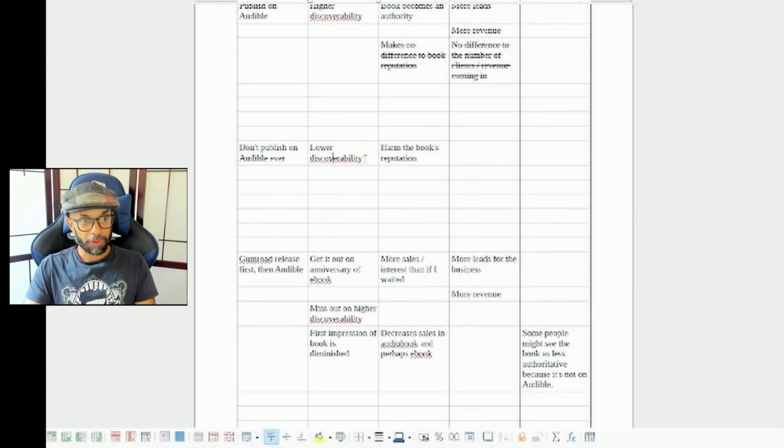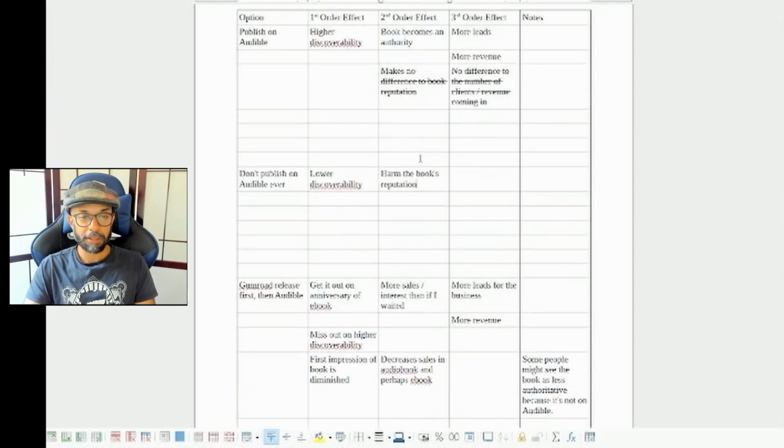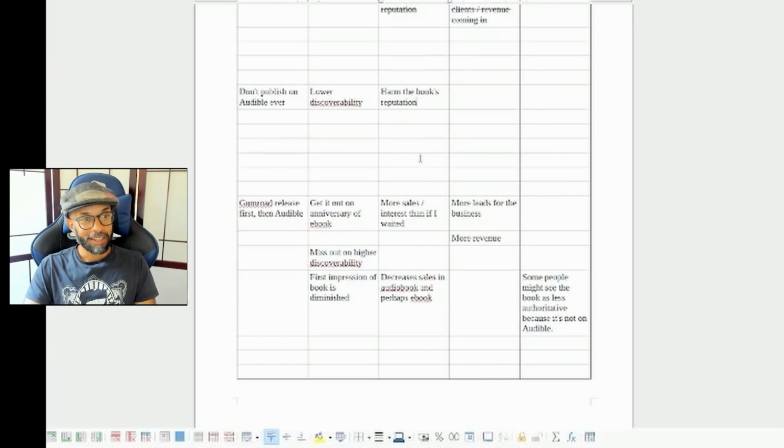So that will result in a lower discoverability and harm the book's reputation. So I think there's a possibility of that, and I wouldn't bet against it because Amazon is a very powerful platform, and to bet against the benefits of publishing on there is to bet against Amazon, I guess. I'm not willing to do that.